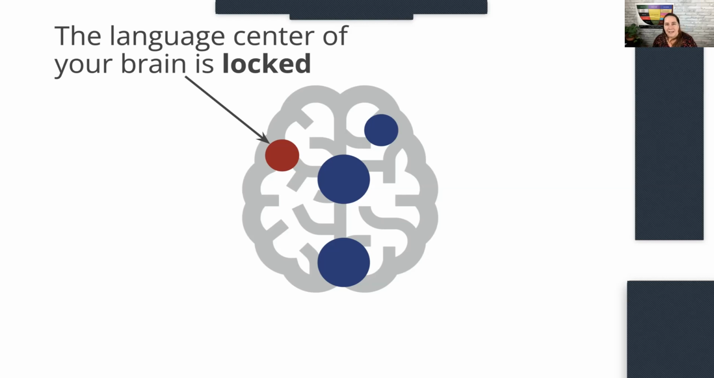So when learning a second language, we need to find ways to bypass Broca's area during the moment of the lesson and during practice. And so these parts of the brain are going to play an important role.